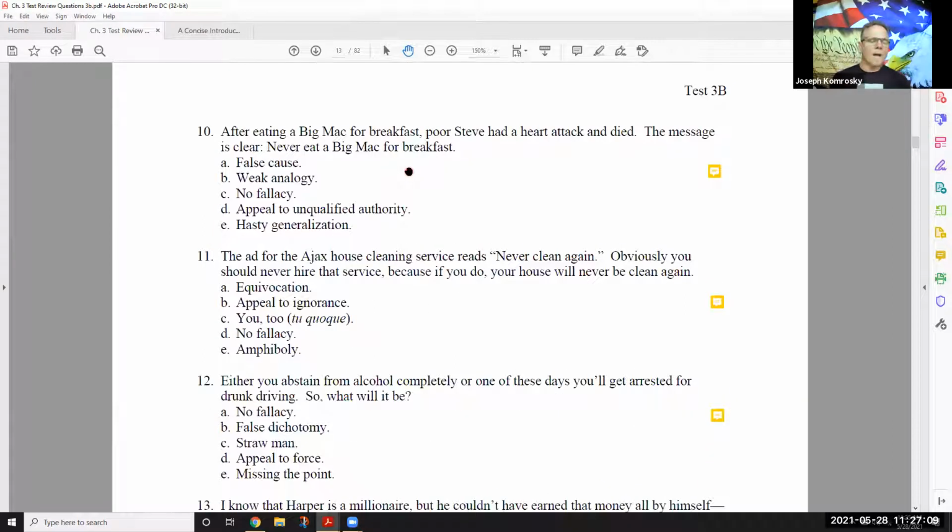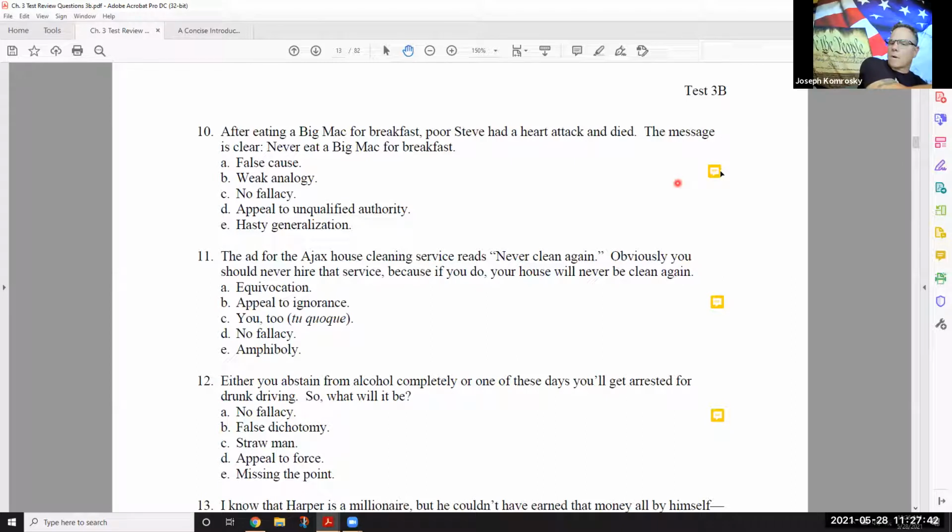Number 10: After eating a Big Mac for breakfast, poor Steve had a heart attack and died. The message is clear. Never eat a Big Mac for breakfast. So Steve had a heart attack and died. Do you think it's because of the Big Mac? Are we talking about unqualified authority, hasty generalization? Probably not. Is there no fallacy? Something seems wrong with this. This is a false cause.